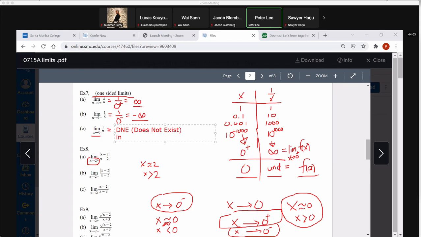By the way, in Calc 2, this is also called divergence. This is the language of Calculus 2.